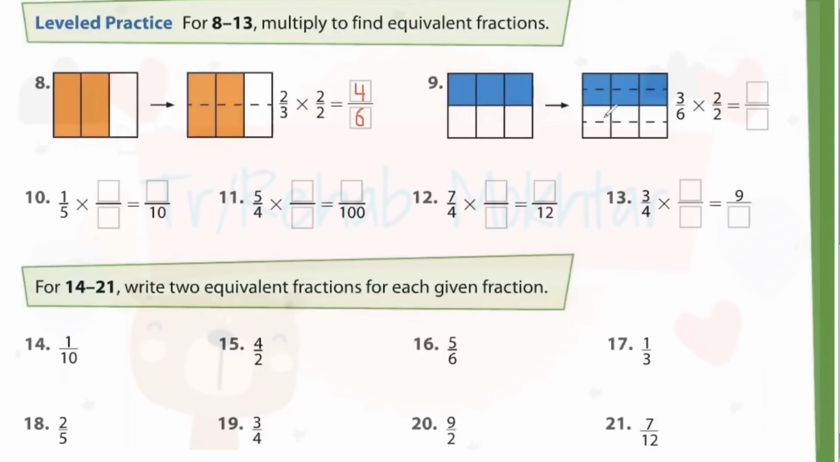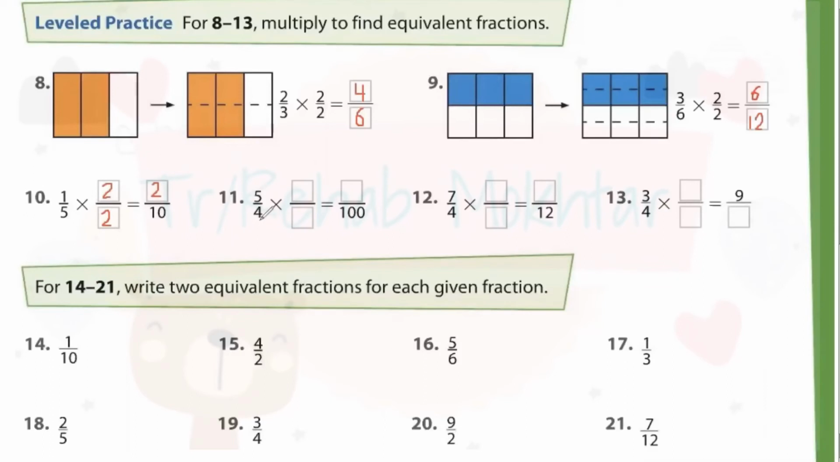And here the same concept. We have 3 out of 6. I can multiply up by 2 equals 6, and 6 times 2 equals 12. So 3 out of 6 equals 6 out of 12. Here, 1 out of 5, multiply up and down by 2. 1 times 2 equals 2. 5 times 2 equals 10.